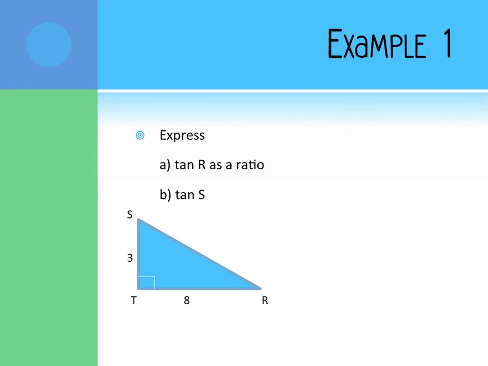So this one just says, express tangent of R as a ratio, so it's going to be the fraction, and then tangent S. So the tangent of R is the side opposite R, which is what? 3, over the side adjacent to R, which is 8. Now do the same for S.